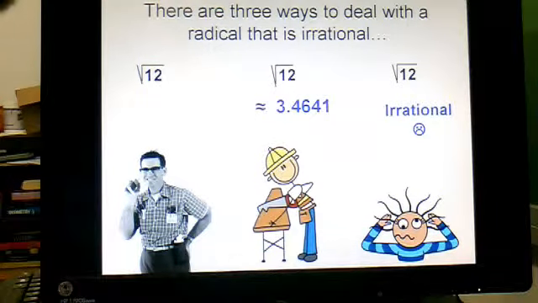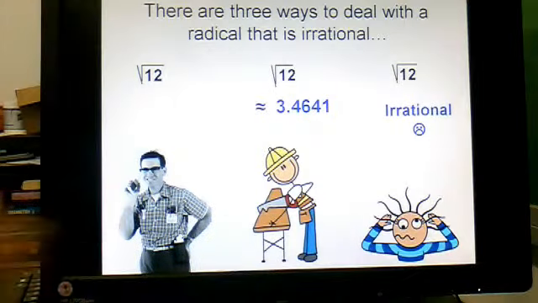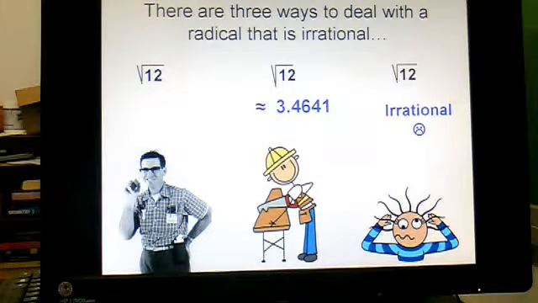Another way to do it is to type it in the calculator and approximate it. The square root of 12 is approximately 3.4641, and it goes on and on forever, which is why we call it irrational. And this is the practical way to do it. Later on in the year, you'll have word problems that you'll be dealing with. We definitely want to round it off to get an idea of how big that is.